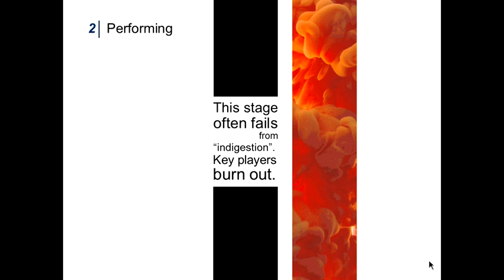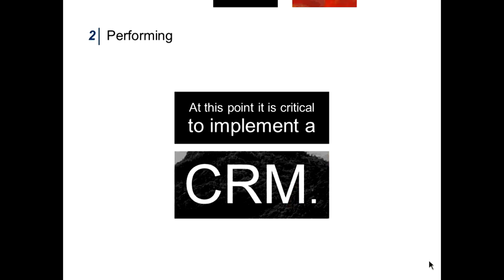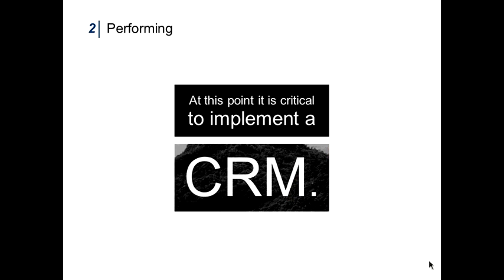It's not fun anymore. They begin to resent it. And in fact, if one of these A players leaves the company at this critical stage, it can be catastrophic, even fatal for the company. And if I could have the next slide. And so normally what you see now is this need for organization. And this is typically where the organization will try to implement systems like CRM.